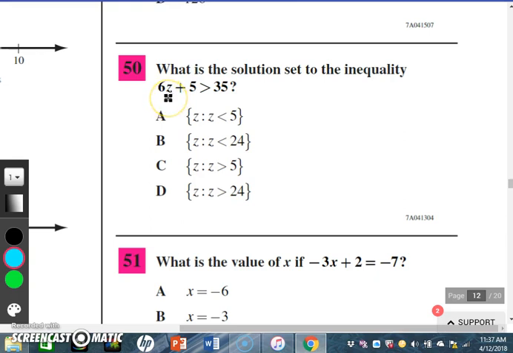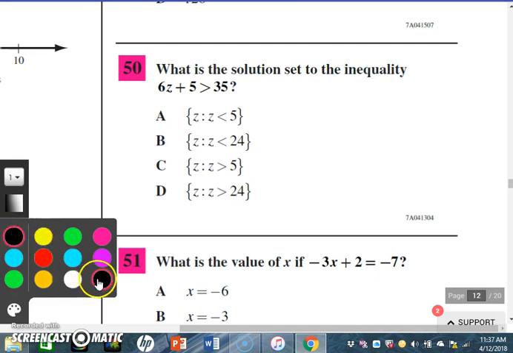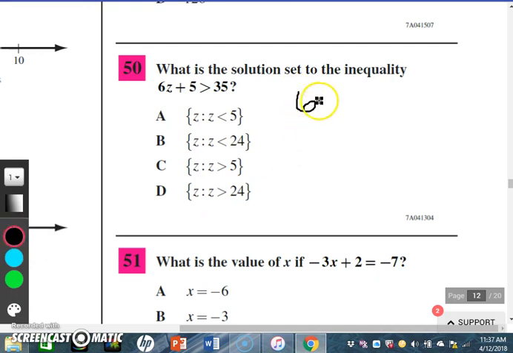Guys, take a look at this Z. It could be any letter, A through Z, 26 letters. You're trying to find that unknown value. So right off, what you want to do is isolate that value. How do we do that? Well, let's take a look.